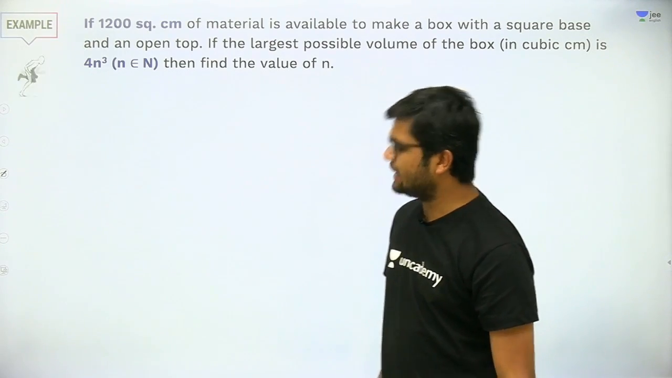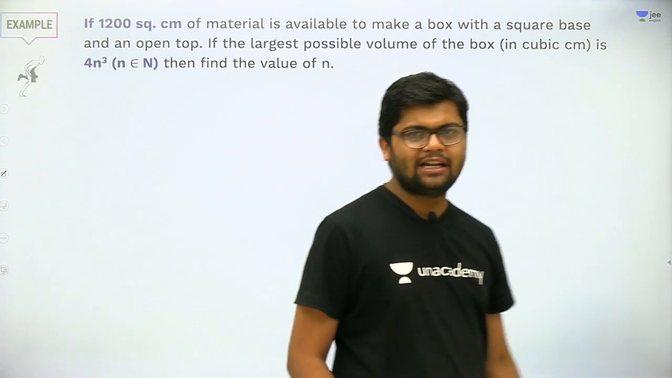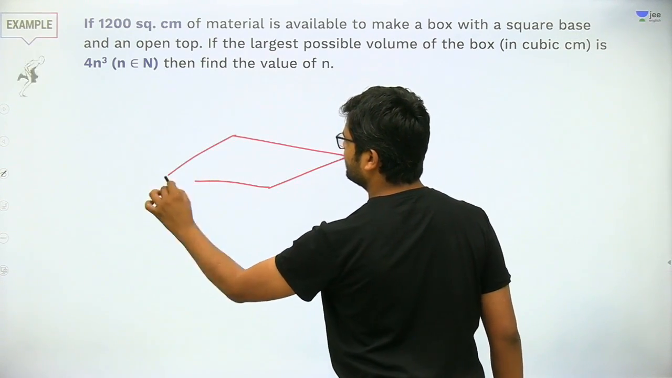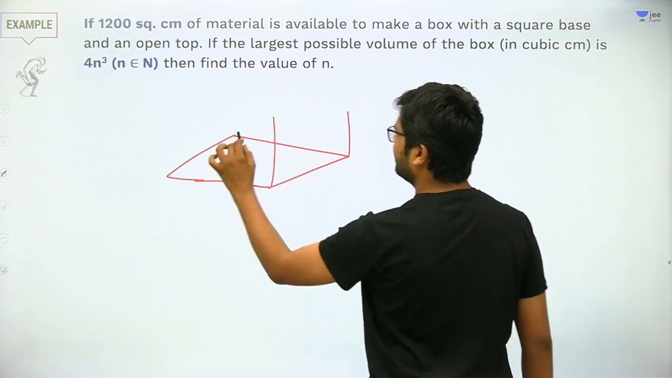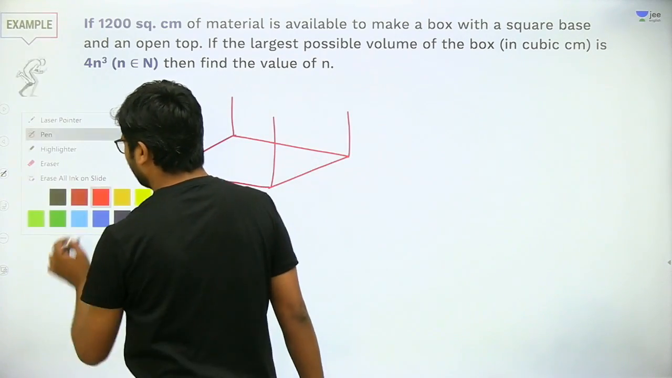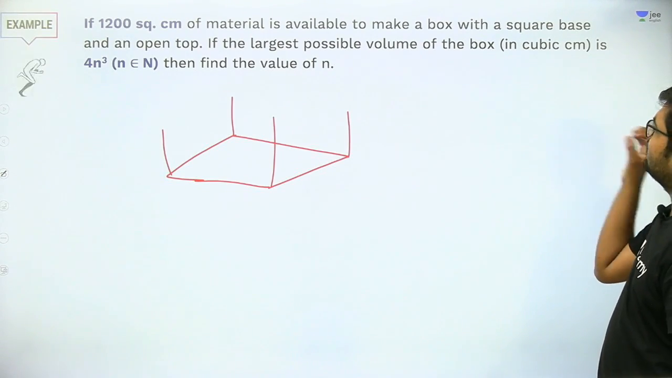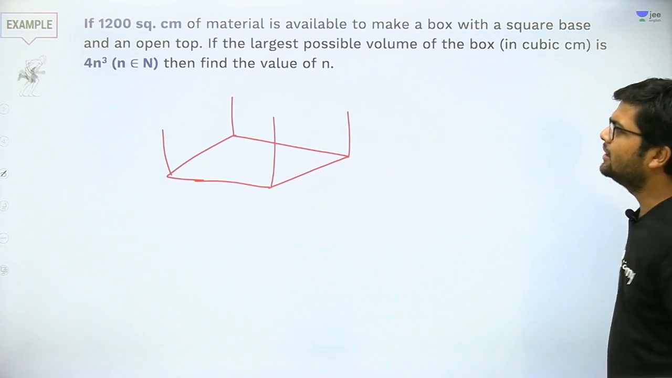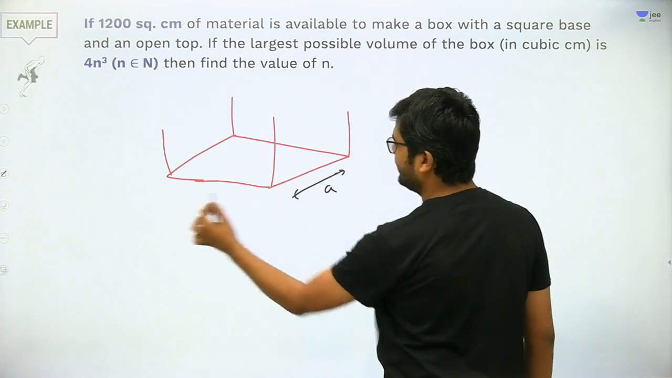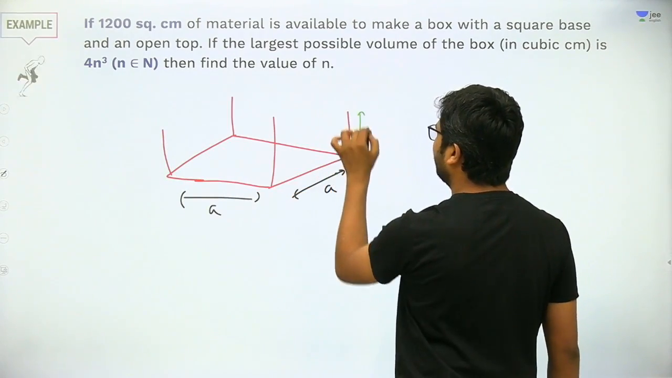If 1200 square centimeter of a material is available to make a box with a square base and an open top. Okay, so what is the situation here? We have a square box. This is a square base, and this is a box. It's open. Now, with a square base and open top, if the largest possible volume of this box is 4n cube, then you need to find n. This is a square base, so this side is a, and let the height of this box be h.